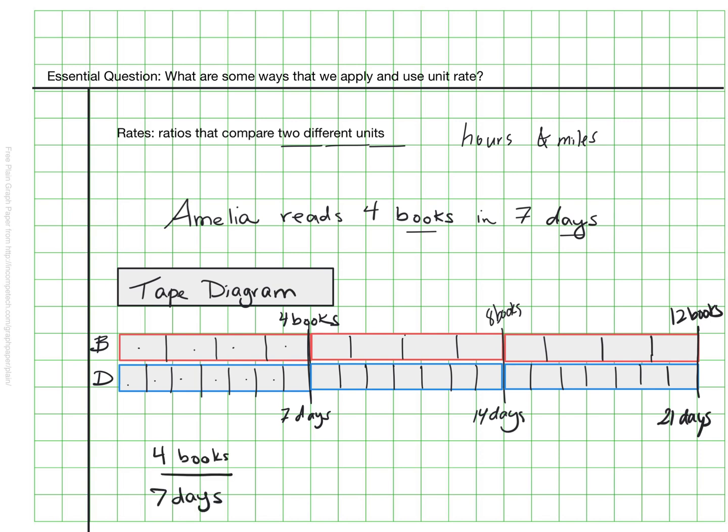Of course, if I wanted to figure out how many books Amelia could read in 21 days, I could also set up a ratio in fraction form. And I could say, well, I'm trying to get to 21 days. And I know that I have to multiply that by 3. It's 3 times as long. And so I'll multiply my number of books by 3. And then my answer would, of course, be 12 books, right? So that's another way to look at it.